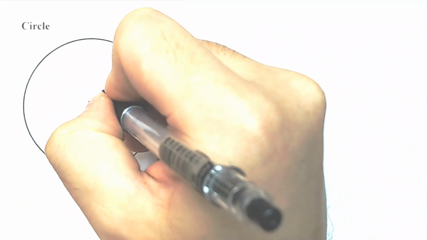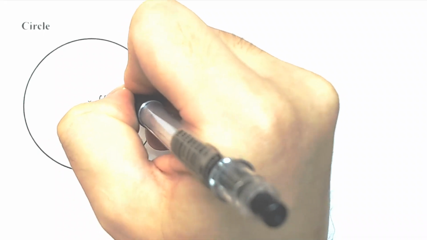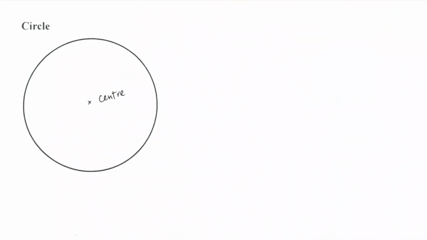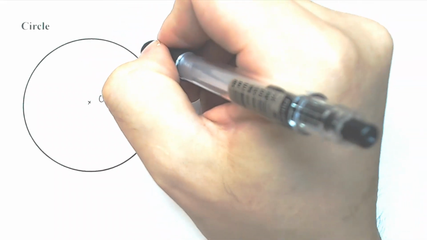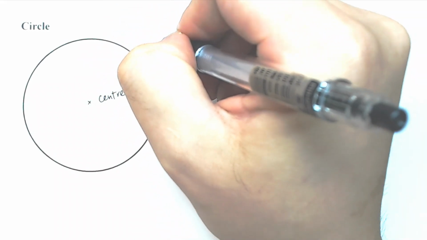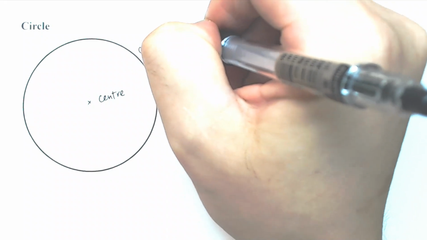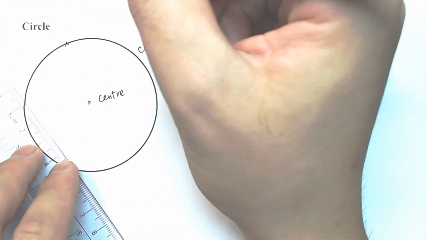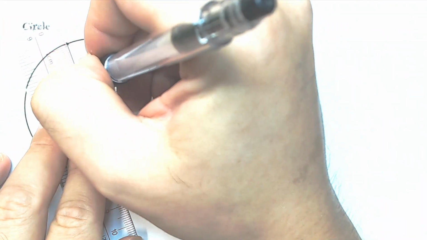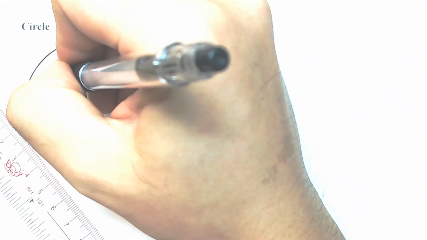This is the center of the circle. And the length of the curve, we call it the circumference. And the fixed distance from any point on the circumference and the center, we call it the radius.